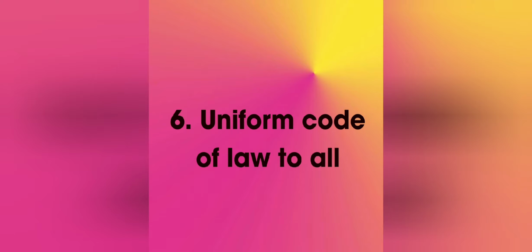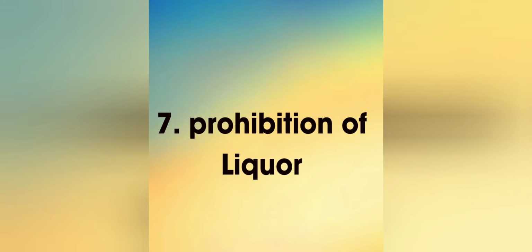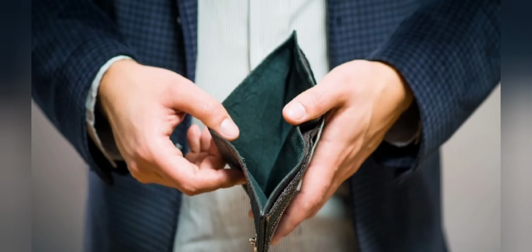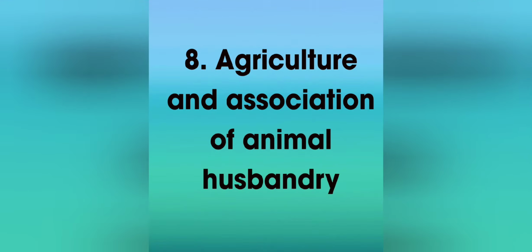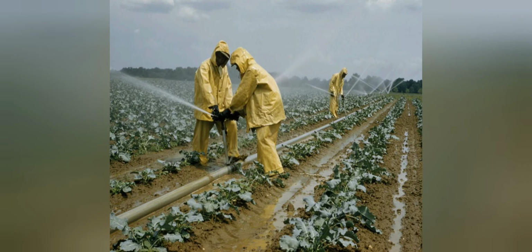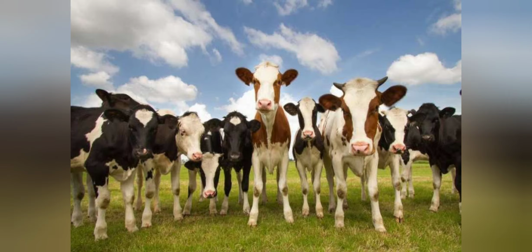The sixth point is uniform code of law, by enforcing uniform civil law for all citizens, keeping everyone equal. Seventh one is the prohibition of liquor. Drinking spoils the health. It also leads to financial problems in the family, and also exploitation of women and fights. So they have to prohibit liquor. Then the eighth one is agriculture and animal husbandry, by providing scientific and modern methods of agriculture, and also protecting the unique species of cattle and cows.